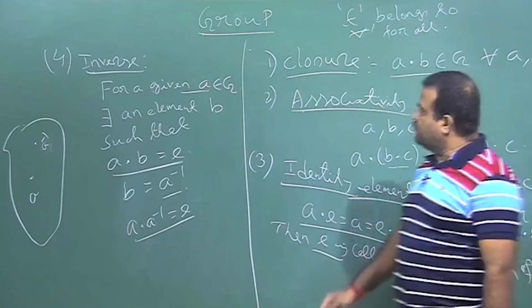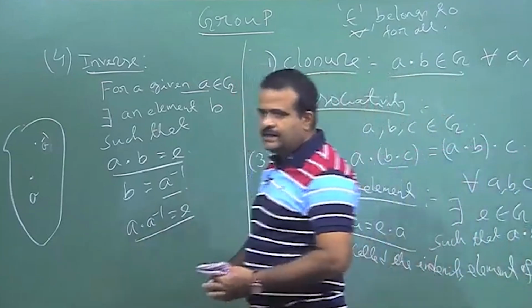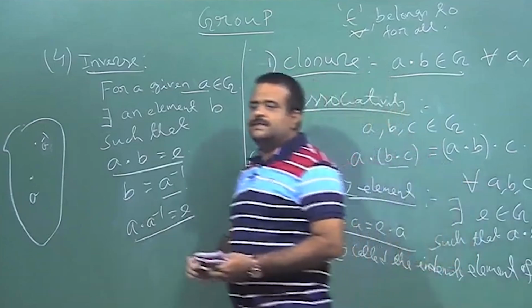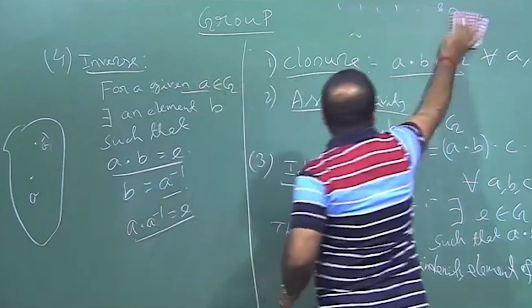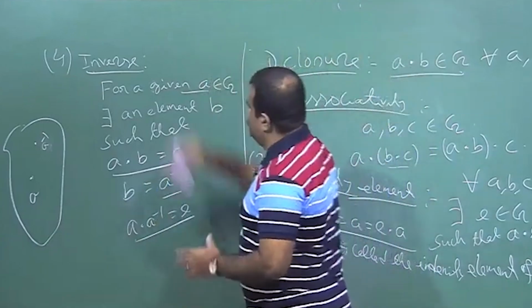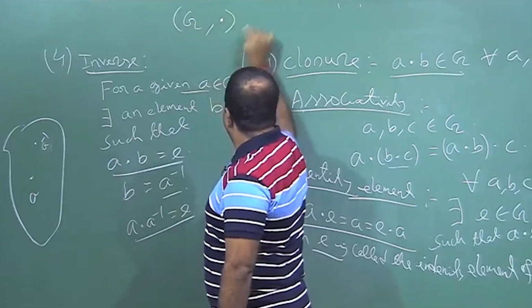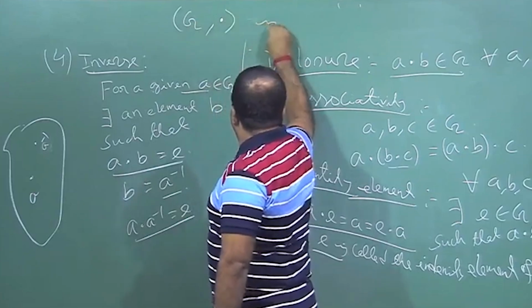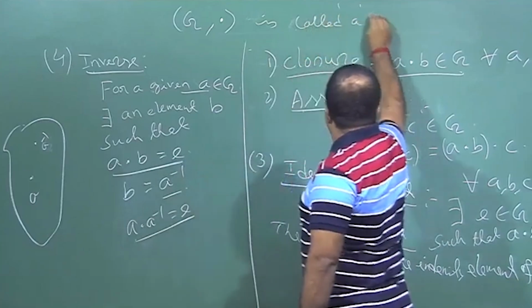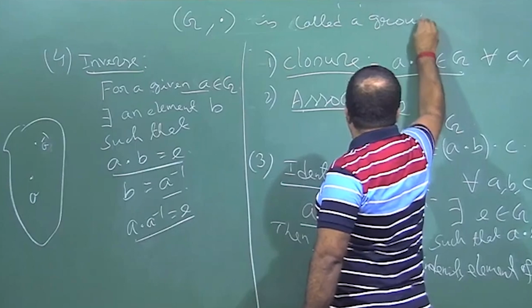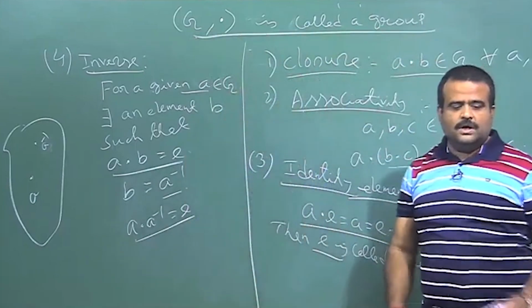Now, if these 4 properties are satisfied for a set along with this operator, then it is called a group. Okay. Now, we can take some examples of a group.